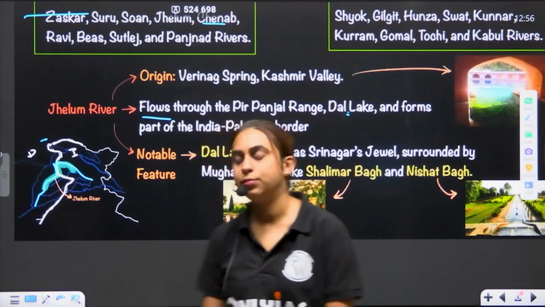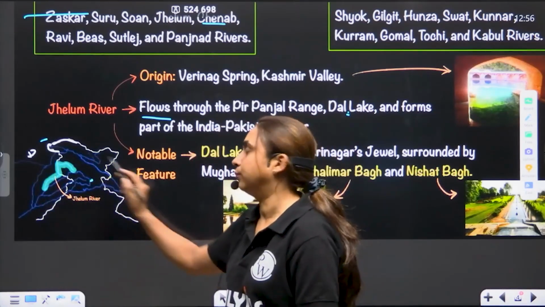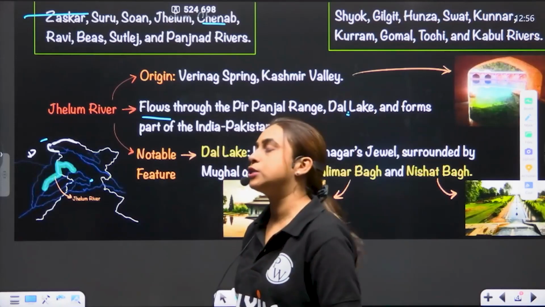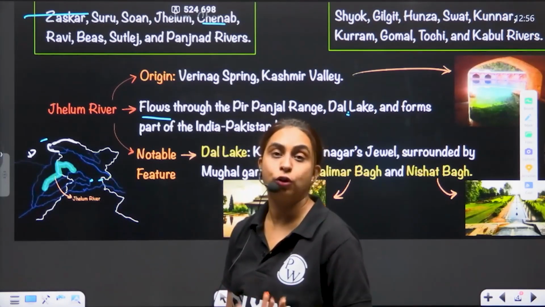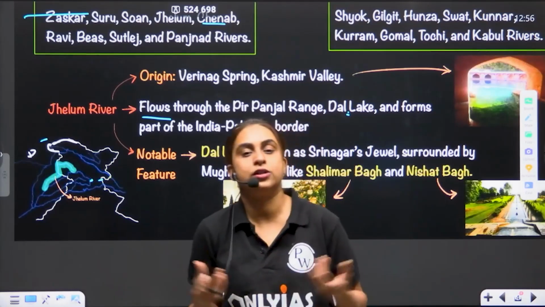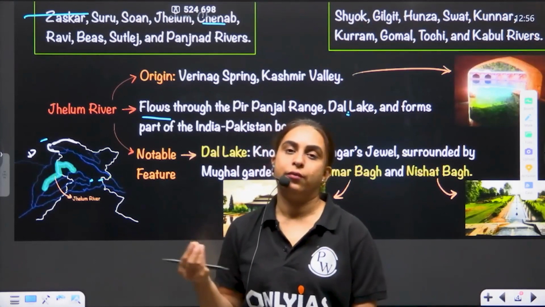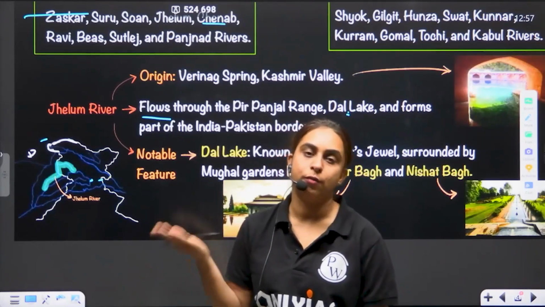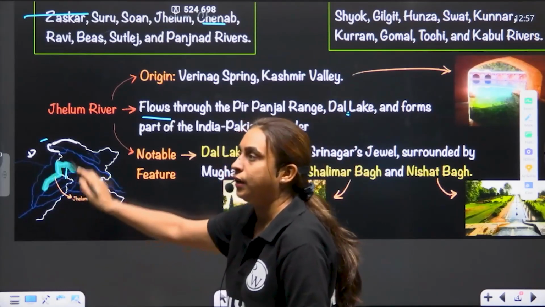So if I talk about the Jhelum River, where does it originate? It originates at a spring called Verinag Spring, which is at the foothills of the Pir Panjal, from where your Jhelum River will come. And it is forming the border between India and Pakistan.